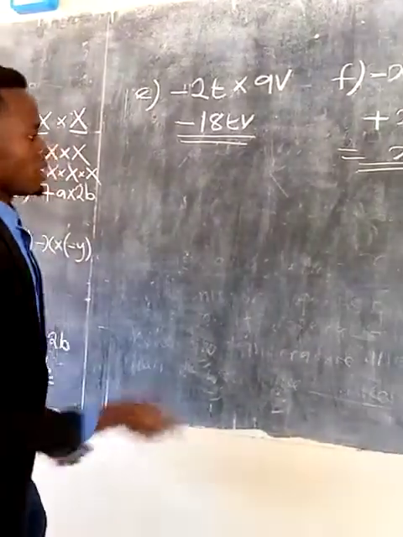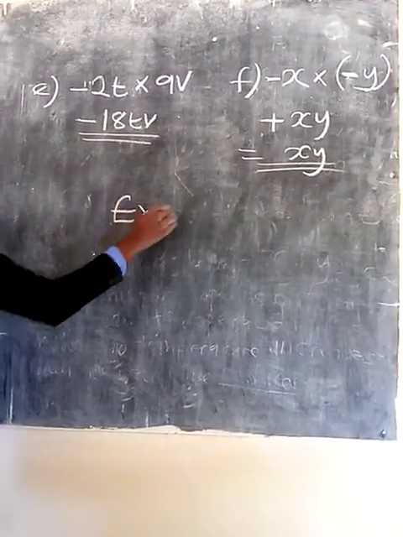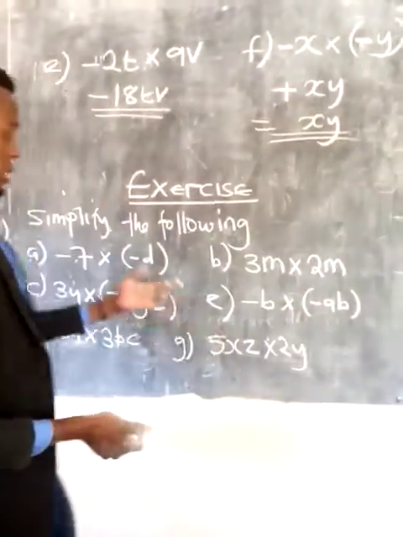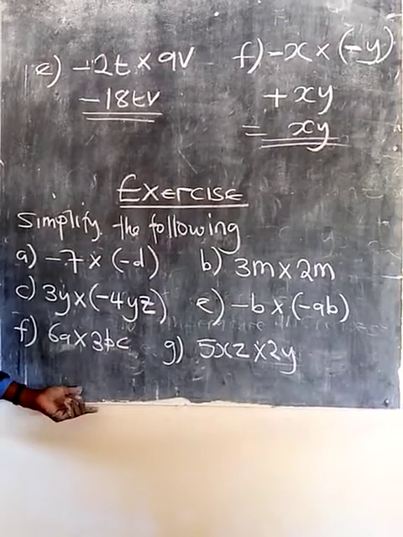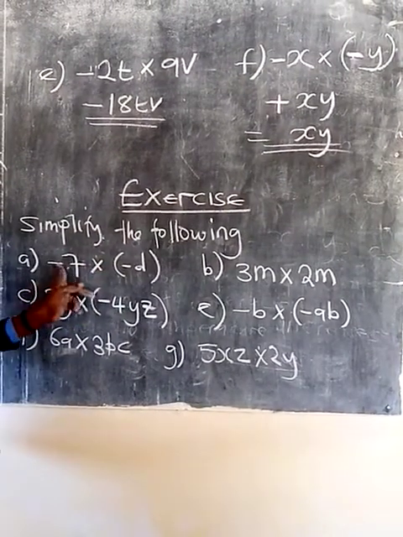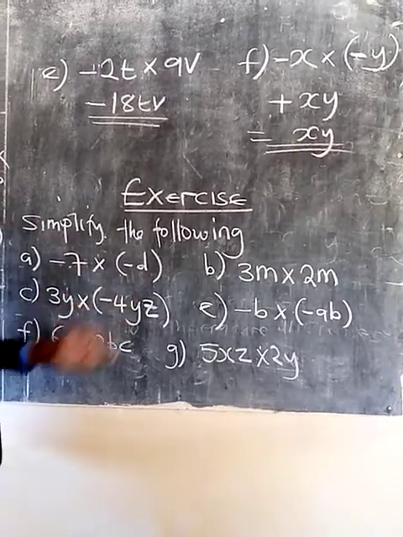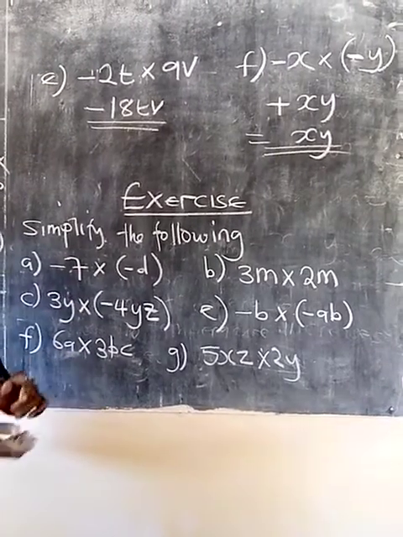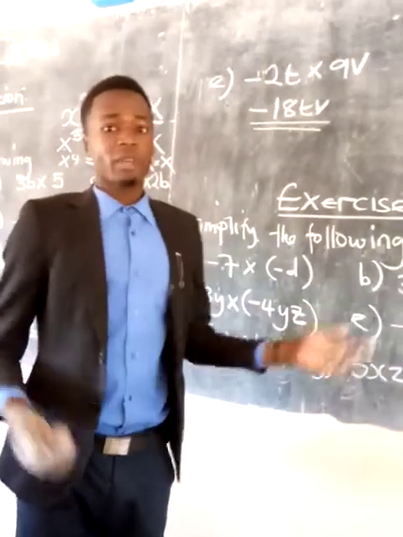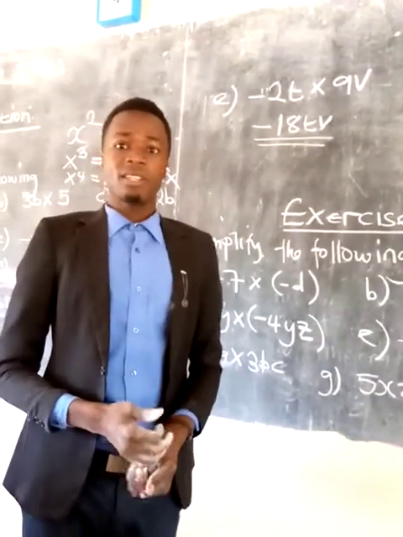Okay, so an exercise for you. This is a very simple exercise. You're supposed to simplify, and make sure you consider the steps, starting with the sign, coefficient, then you go to the variables. So for today, this is where we end. I encourage you to study and practice these questions time and again. Thank you.